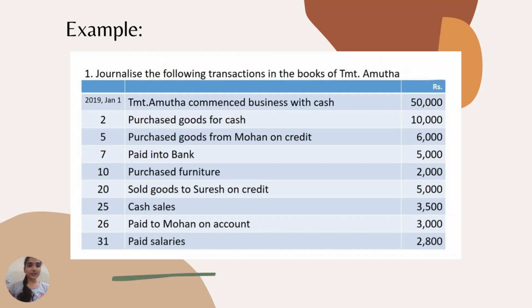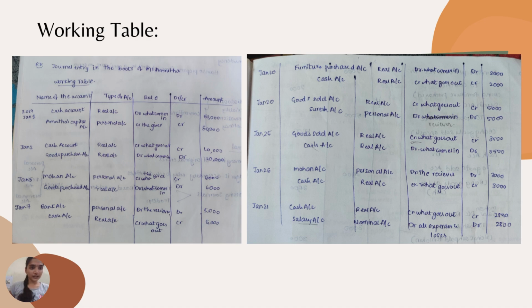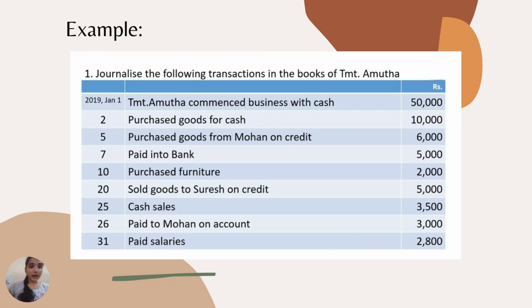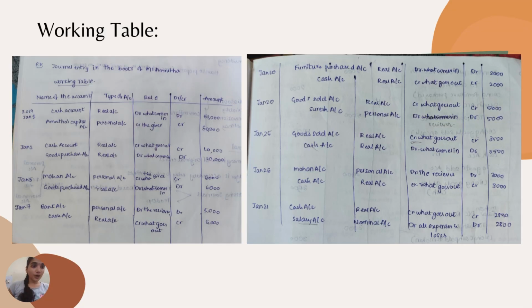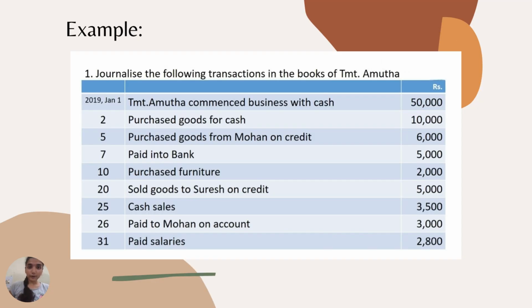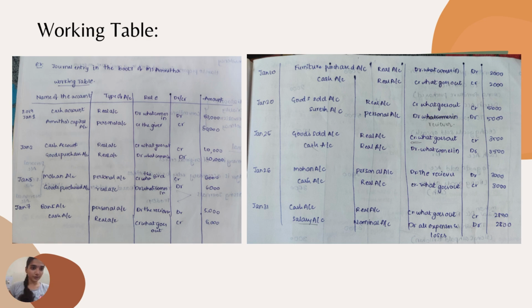In that, the first transaction is Amrita commenced business with cash. So the particular accounts involved in the transaction are cash account and Amrita's capital account. Since cash account is an asset, we have to consider it as a real account, and Amrita's capital account is a personal account since it belongs to Amrita. So here, Amrita commenced a business with cash. So, cash account is debited and Amrita's account is credited. That's why we have written here cash account as debit and Amrita's account as credit. And the amount given is 50,000. So we have to write 50,000 on both sides.